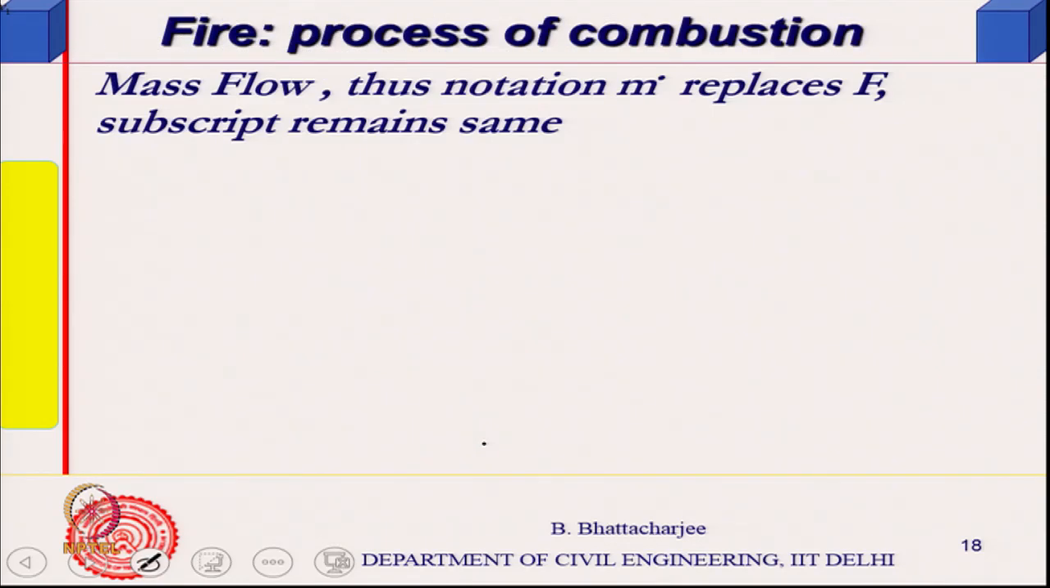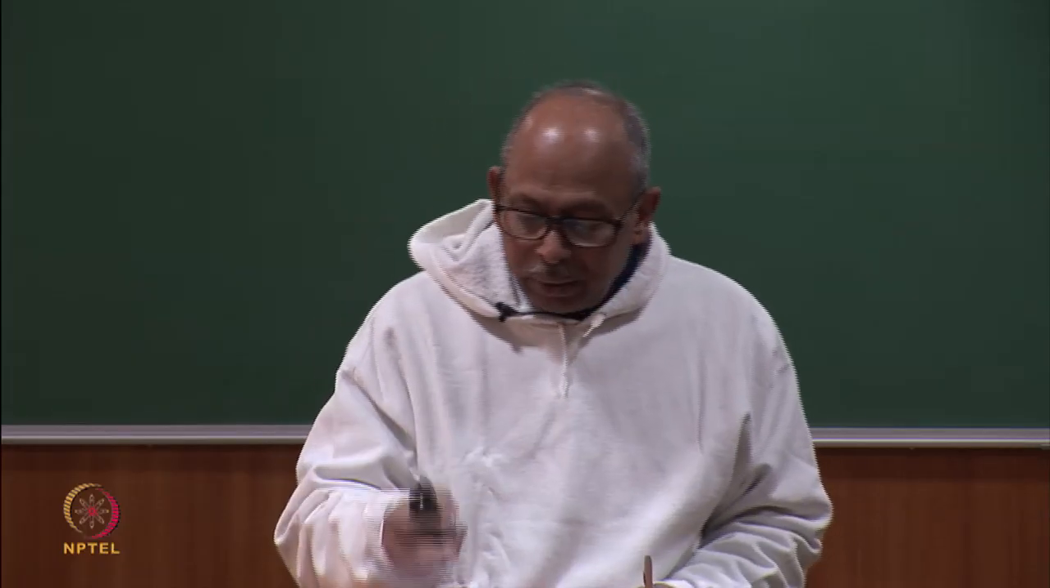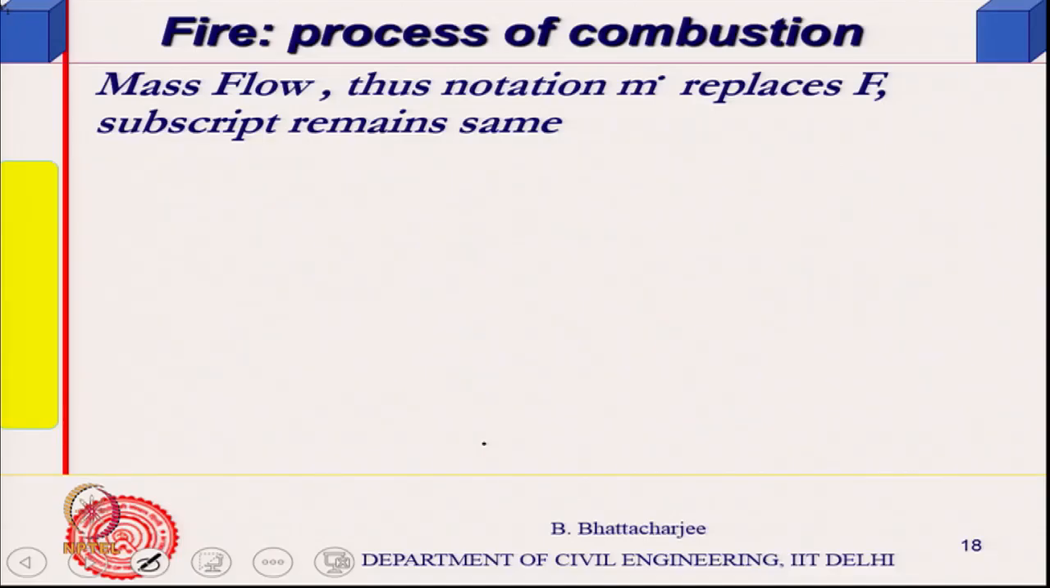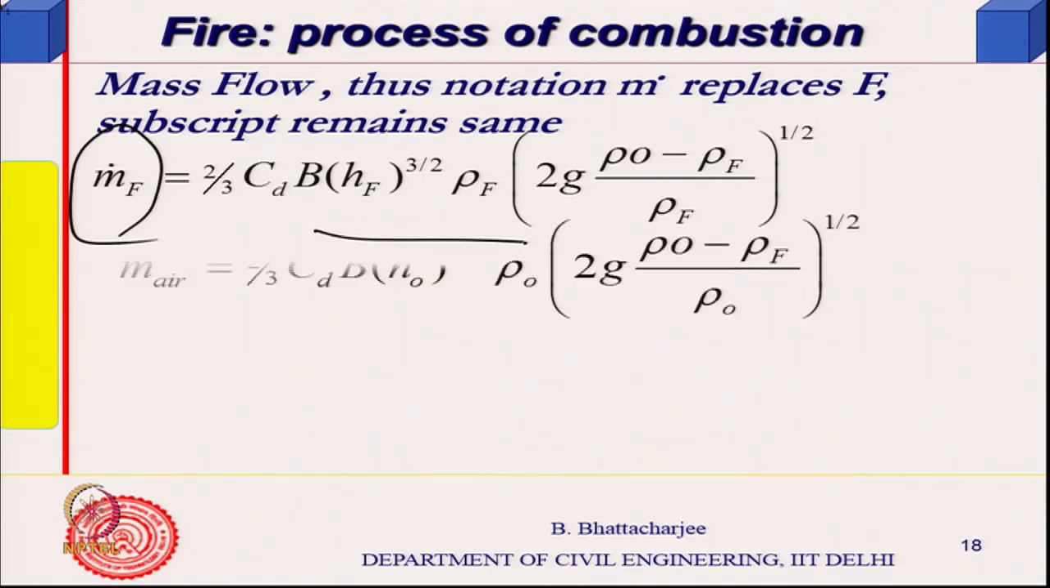And this is mass flow rate actually, velocity multiplied by area, so per unit time. So, this is the mass flow rate. We might write m dot, that is mass flow rate, subscript remains the same. So, we can denote it by m dot f 2 by third, etc. And similarly, mass of oxygen flow, mass of air flow, we write it in this manner.